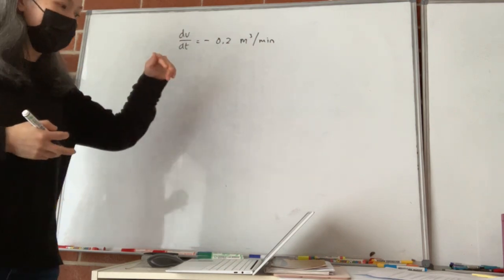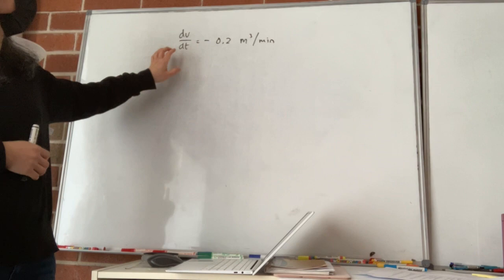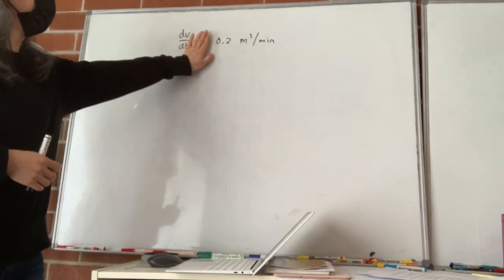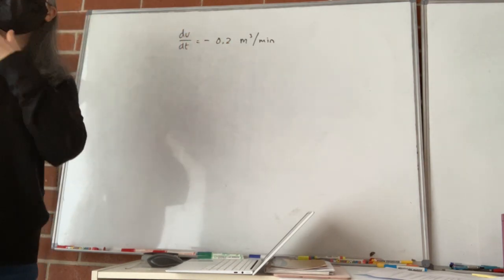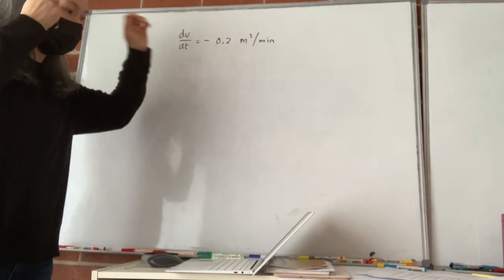Okay, because the water is flowing out. So whenever it's flowing out, if I see it as a positive, I think the water is increasing. Anything that's decreasing, you put in the negative. That will tell you that it's decreasing.